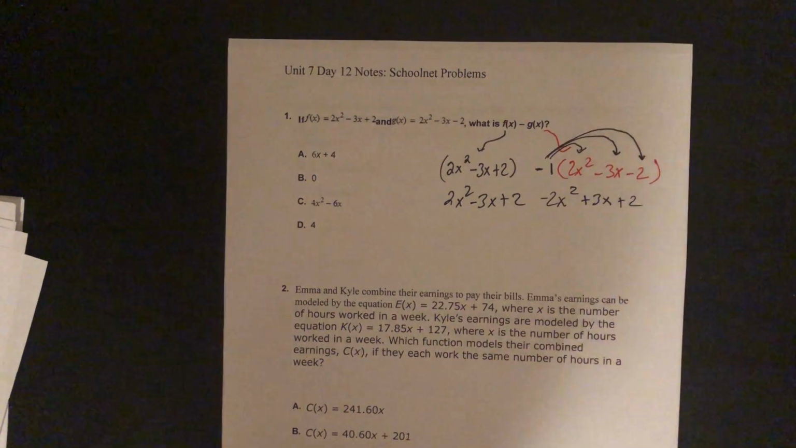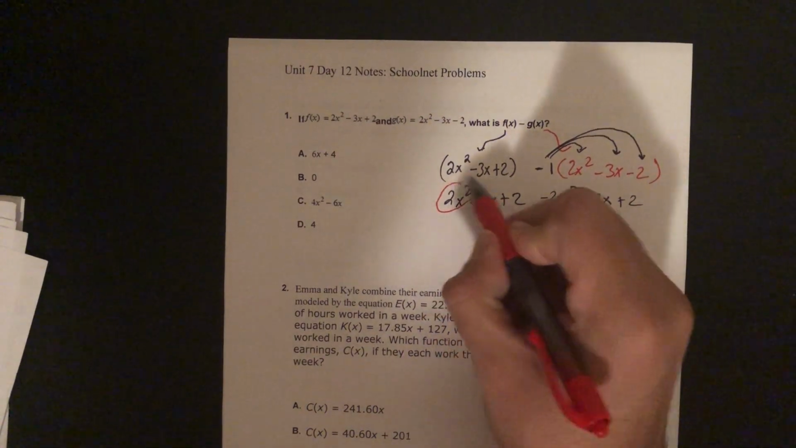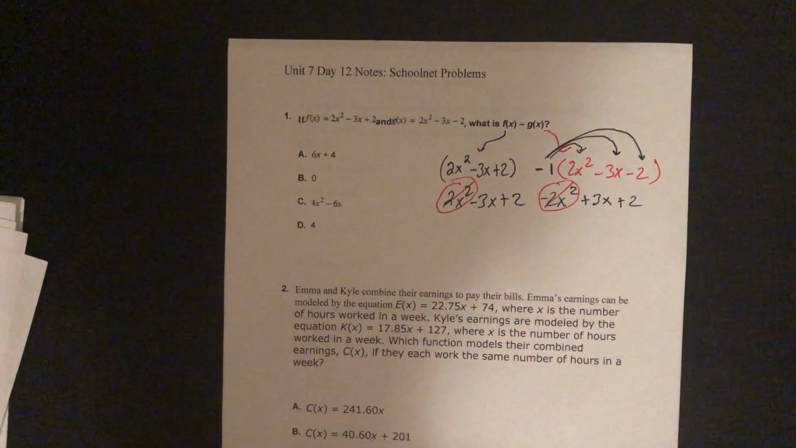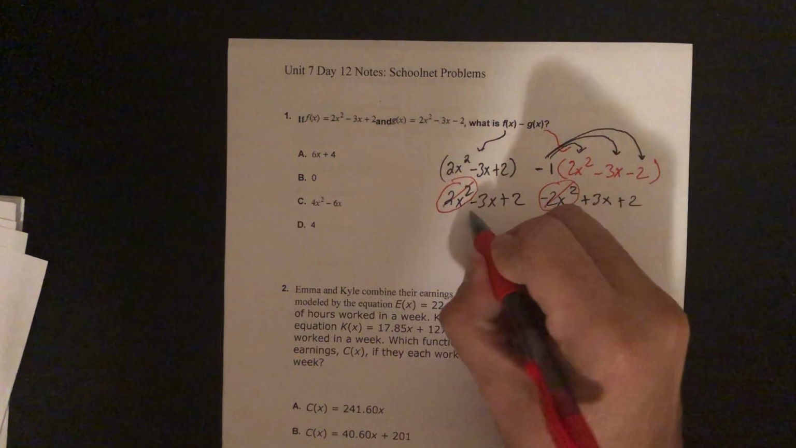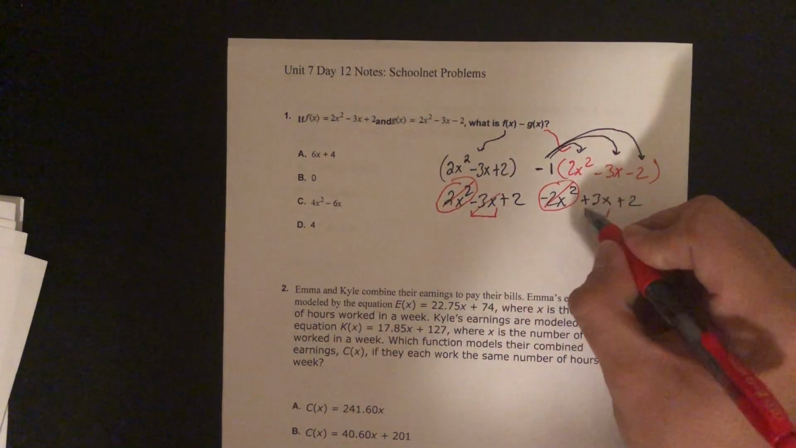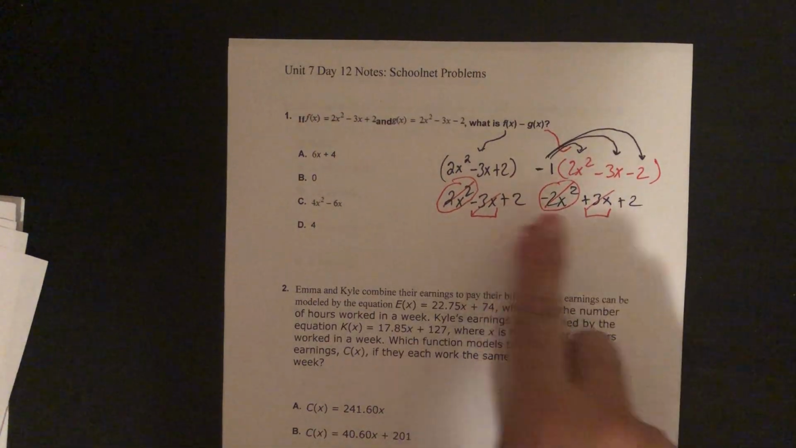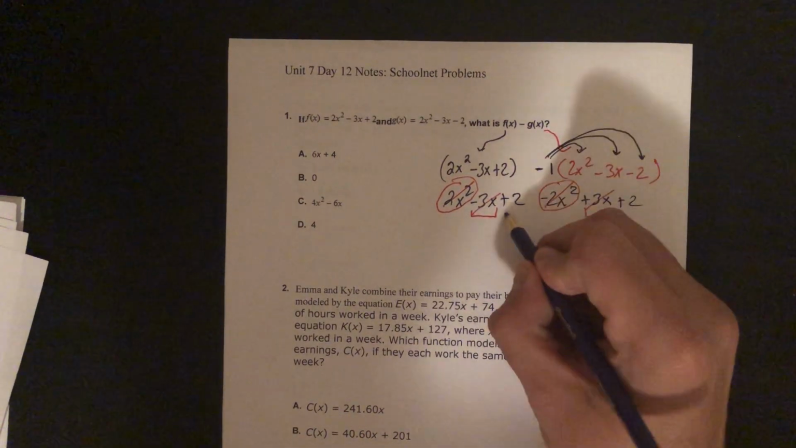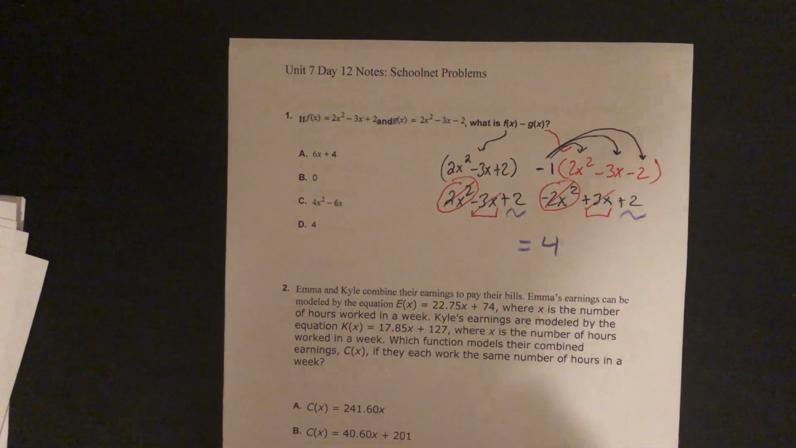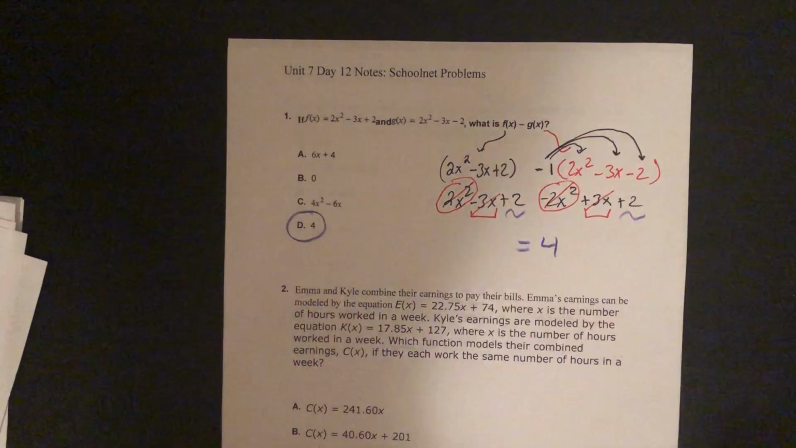And now I can combine my like terms. 2x squared minus 2x squared is just 0x squared, so they go away, okay? And then negative 3x plus 3x is 0x, so that goes away. And then 2 plus 2 is just 4. So my final answer for this one is D, 4.